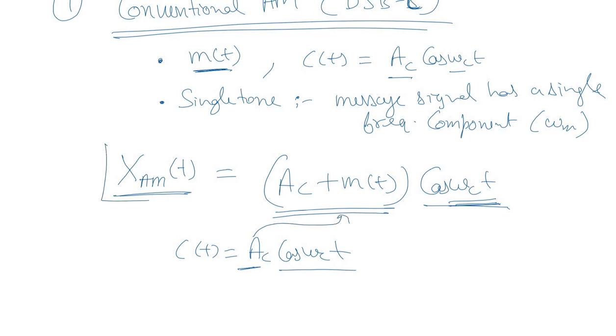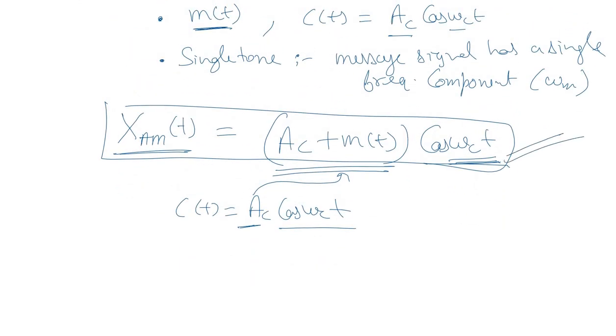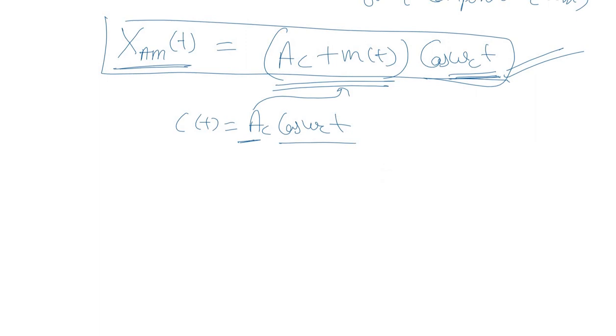So this is the standard expression for the amplitude modulated, conventional amplitude modulated signal, in particular DSB-C type of signal, double sideband with carrier. Okay, let us simplify this expression a bit to get better insight of the system. So it is AC cos omega_c t plus m(t) cos omega_c t, right?